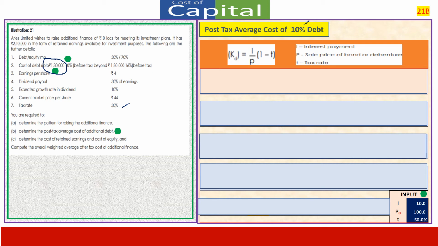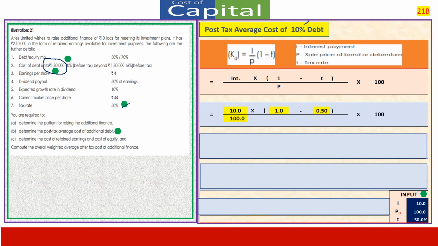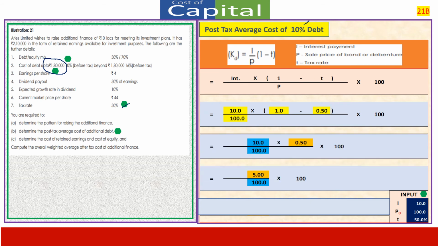10%, that is 10 divided by 100. Then the tax rate is 50%. Post-tax cost is interest into 1 minus tax rate divided by sale price. Sale price we are taking as 100. So 10 into 1 minus 0.5 divided by 100 into 100 is nothing but 10 into 0.5, which is 5% in respect of debt. Tax shelter is 50%. Interest into tax shelter itself gives you 5%.